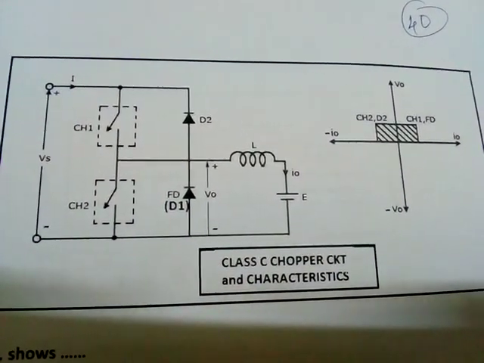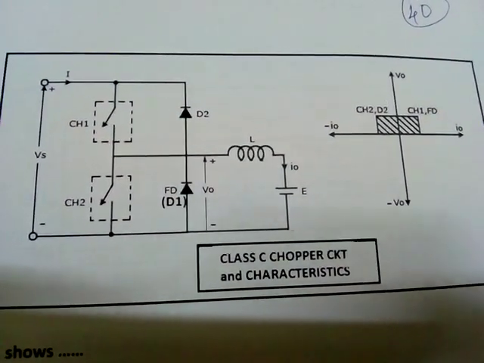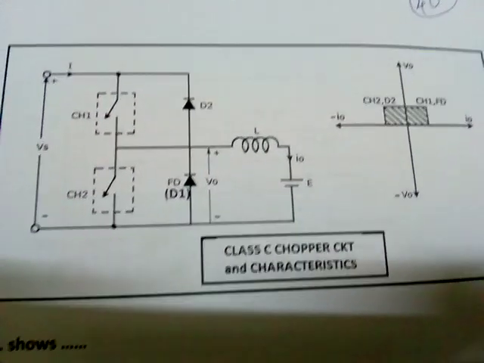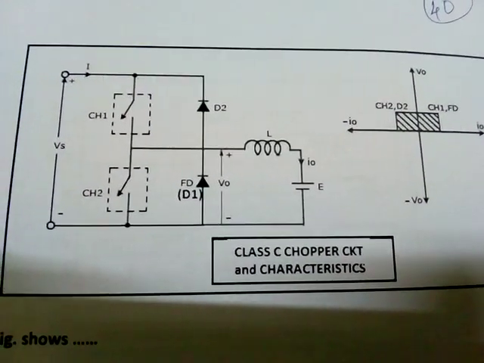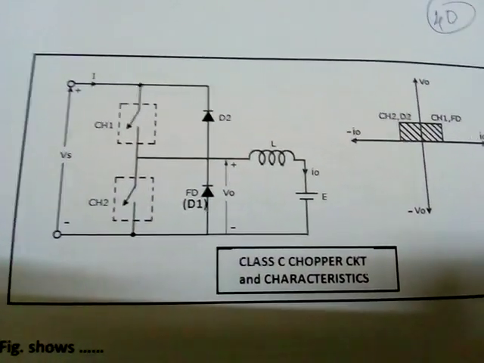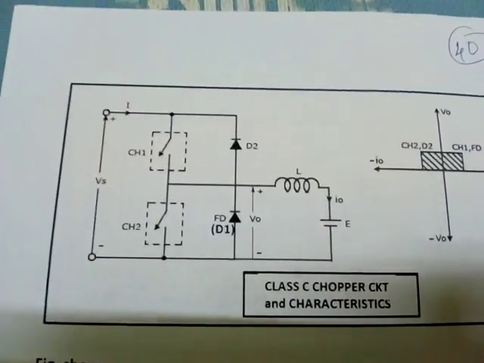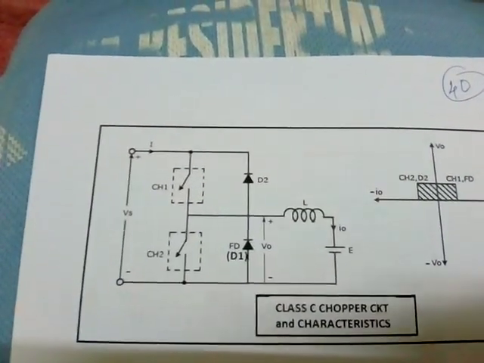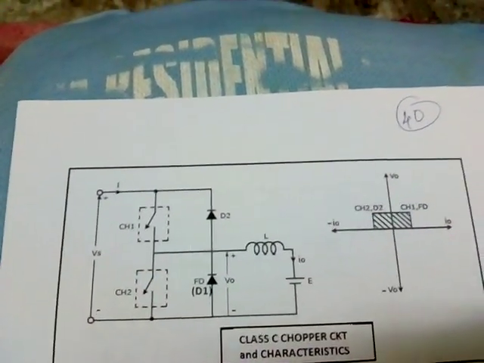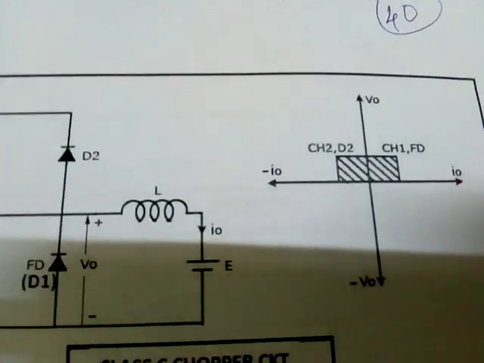Class C chopper, or two-quadrant chopper, type A. Here you have 2 choppers and 2 diodes. In type A and type B, there is 1 chopper and 1 diode. Here, 2 choppers and 2 diodes. This gives Q1 and Q2 operation.